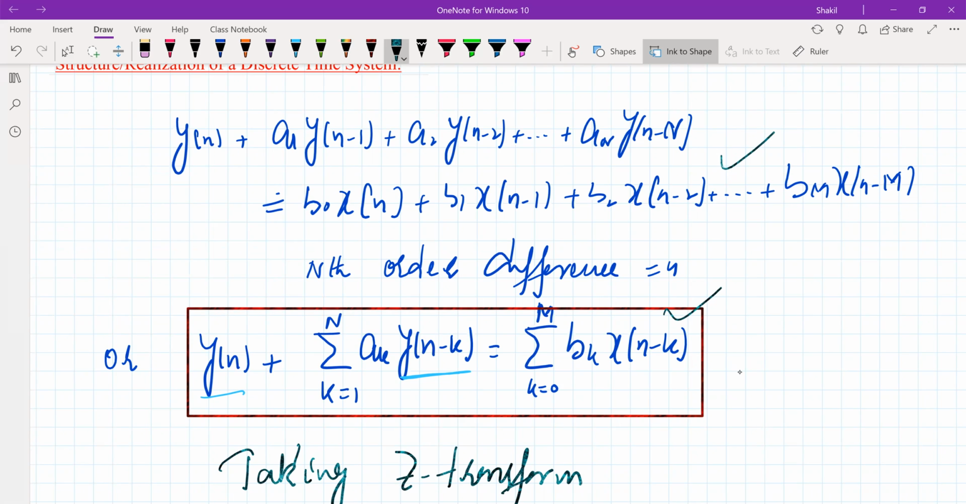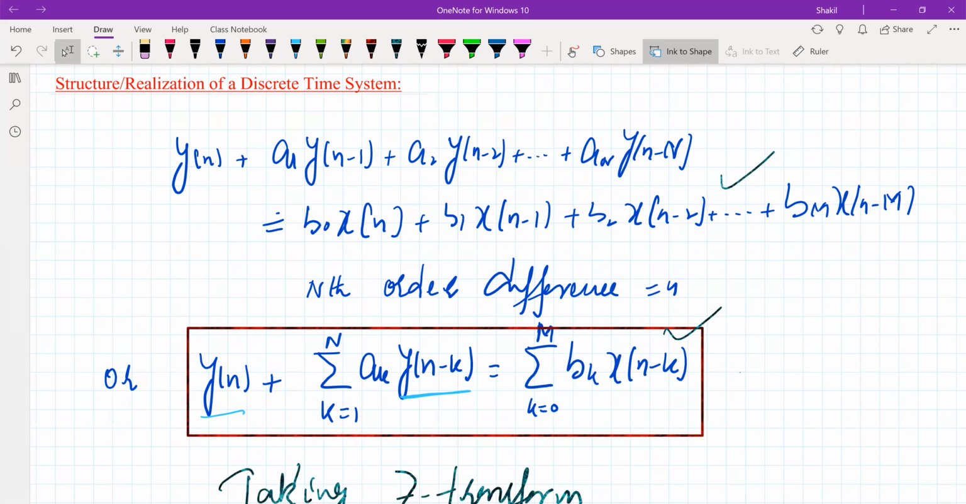Now, to realize a discrete time system, before we do that, let's learn what are the different components that are used to realize or to obtain the structure of that discrete time system. You'll see this is the previous output of the system, and this previous output is multiplied by this coefficient here. Same way, this previous output is multiplied by the coefficient here. Same way, this input is multiplied by this coefficient. This previous input is multiplied by this coefficient, and same thing is true for this.